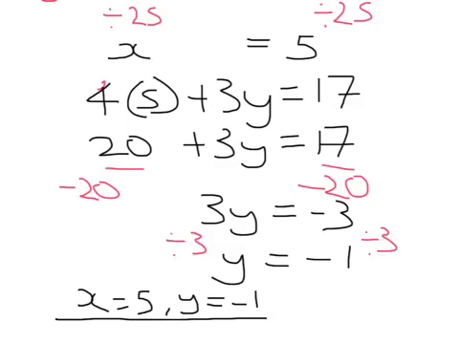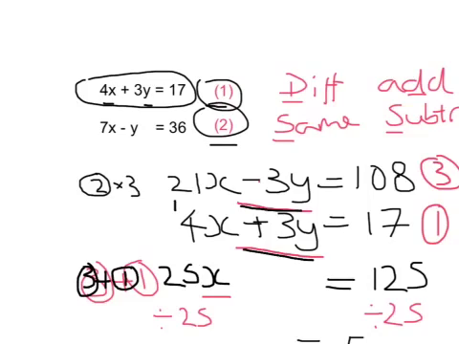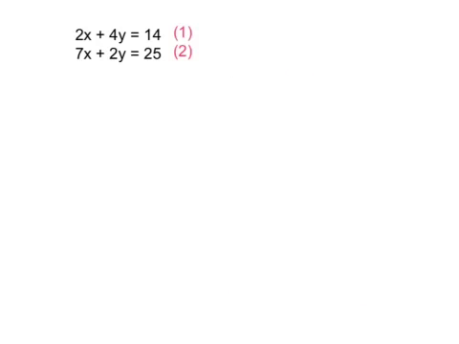And what you can do is that you can check your answer now. So if we substituted x equals 5 and y equals minus 1 into equation number 2 up here, then you will get the number 36. And I want you to try that now before we move on to some examples. I want you to have a go at this example here, showing all your working out.